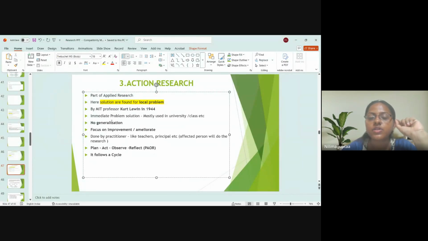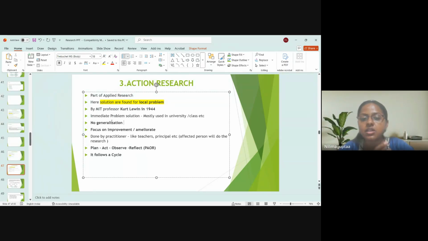Basically, this type of research is solving or giving immediate solutions to problems. Most of the time, this research is used by school teachers or college professors to find solutions. Let's say something has gone wrong in my class, my students are not paying attention. Now I want to look at what the reason is that my students are not paying attention, or what the reason is that the retention or the attendance ratio is very low.